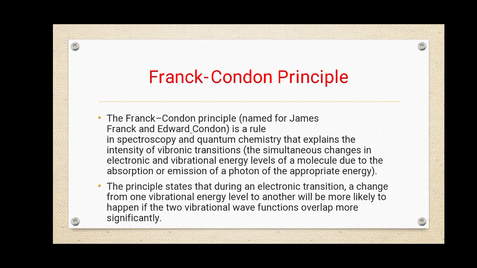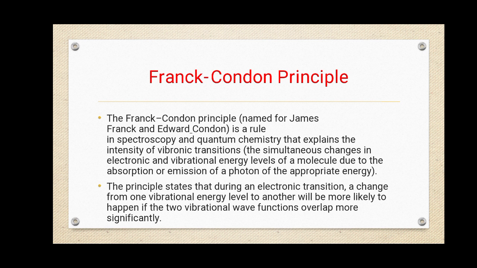It is a rule in spectroscopy and quantum chemistry that explains the intensity of vibronic transitions. What are vibronic transitions? The vibronic transitions are the simultaneous changes in the electronic and vibrational energy levels of a molecule. How does it happen? It is due to the absorption or emission of a photon of the appropriate energy, h nu. Vibronic means the vibrational level and the electronic level of a molecule change together.